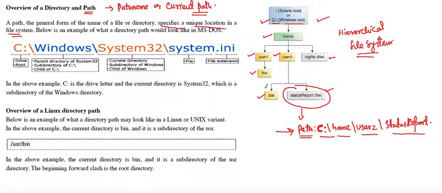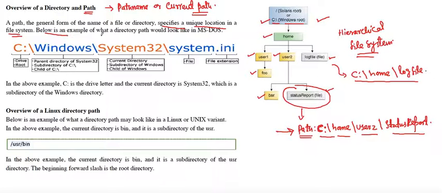If we want to construct the path of the log file, starting from the root node it is C, then home, and under home we have the log file. So this is the path of the log file in this file system. Here we have another example.